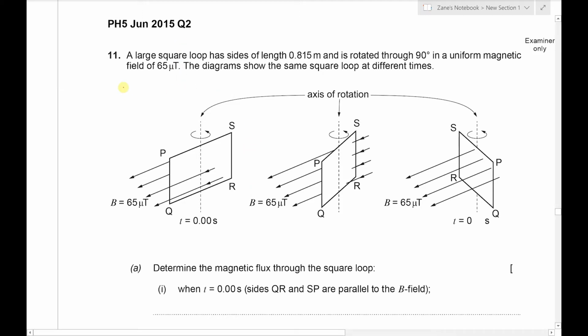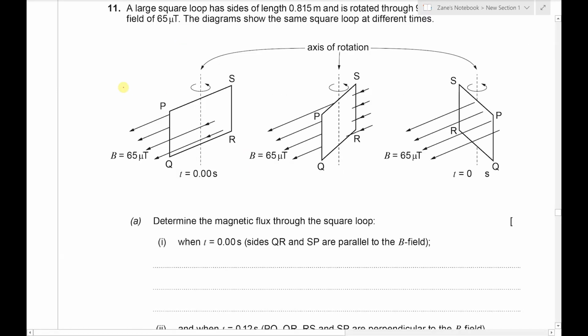What we've got in the question is a square loop of size 0.815 meters rotated through 90 degrees in a uniform magnetic field of 65 microteslas. And we've got 3 diagrams showing the same square loop at different times. We've got to determine the magnetic flux through the square loop at t equals 0.